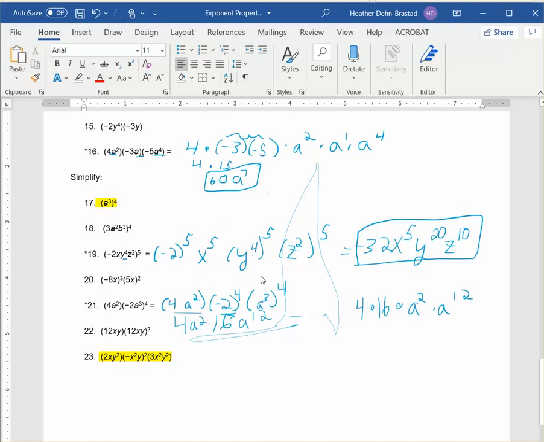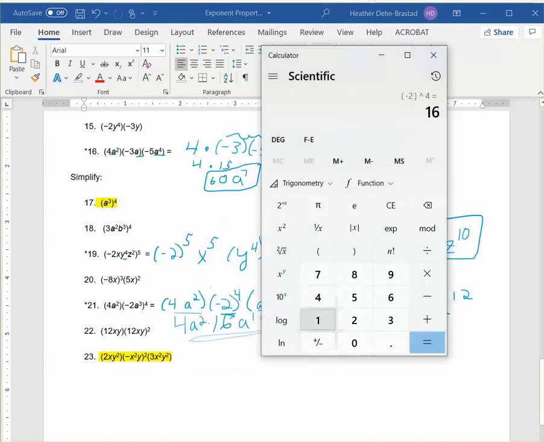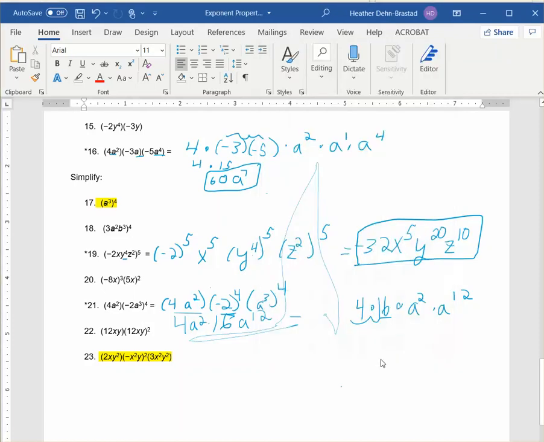And we combine by multiplying 4 times 16. That's 64. And then the rule for this is that when you multiply like bases, you add their exponents. So you can see that you have to keep using those same rules over and over again, and usually use more than one when you simplify. So this was the answer for 21.